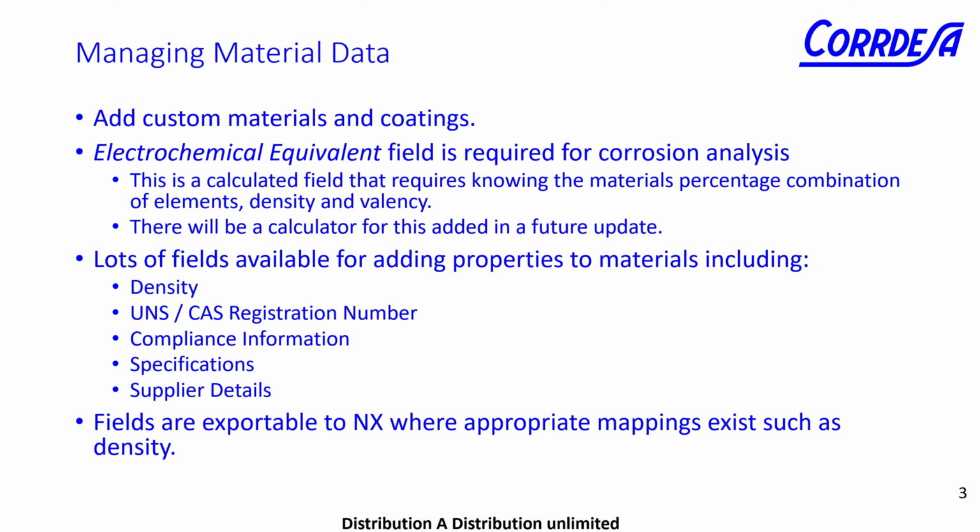There is a required field for corrosion analysis called electrochemical equivalent, which is a calculated field that requires knowing the alloy's percentage combination of elements, the density, and the valency of those elements. This will be a calculated field, which in a future version of Corrosion Djinn will allow you to do it inside of the system as well.